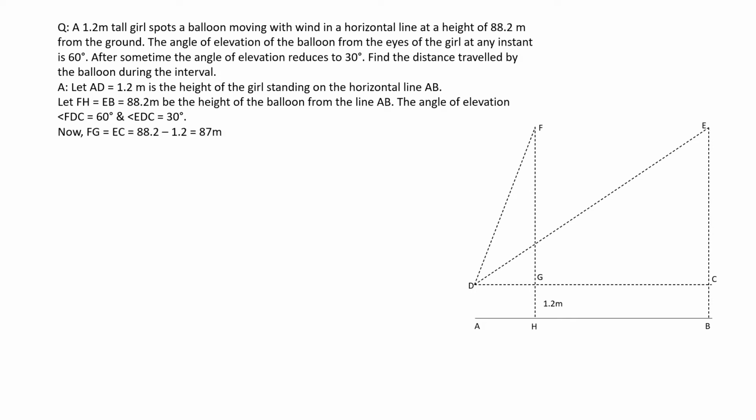Now, MG equals EC equals 88.2 minus 1.2, which is nothing but 87 meter. Why is it subtracted? Because this is the height of the girl, and from here we can get the angle of elevation which has been given. It is from the point D, not from the point A. So whatever calculation we take, we have to take CD as the base, not AB.